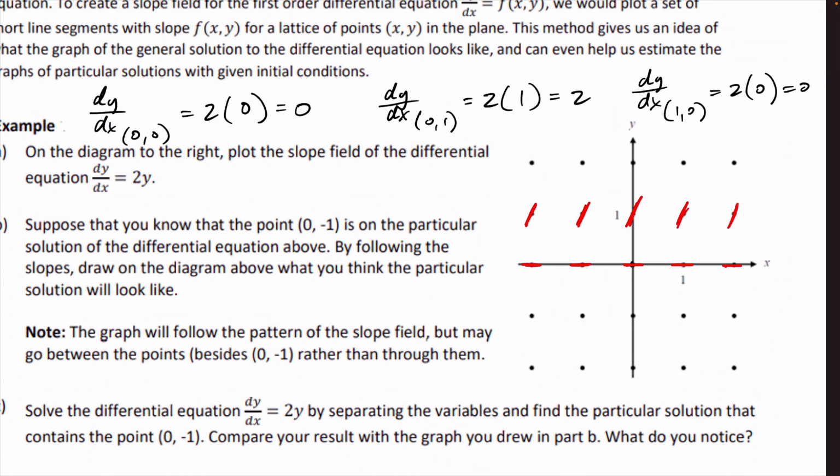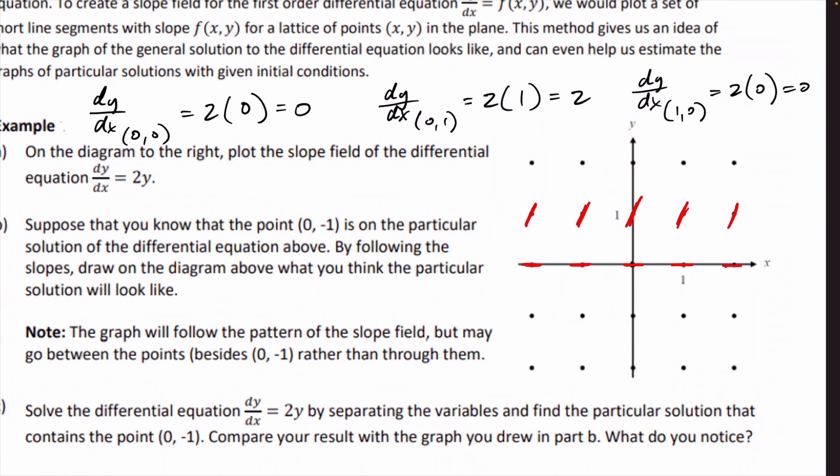All right, follow. Now let's go up. What is the slope going to be when y equals 2? 4. So it's going to be a little steeper than that, right? Because 4 means up 4 units over 1 unit, right? So it's got to be pretty steep. So we're going to try to do that the best we can.